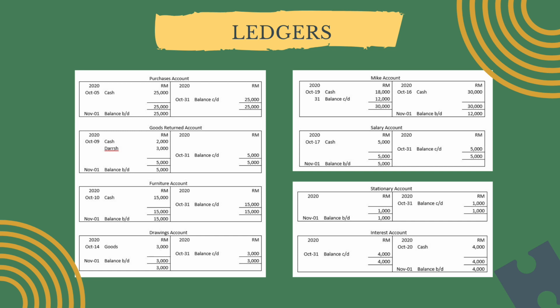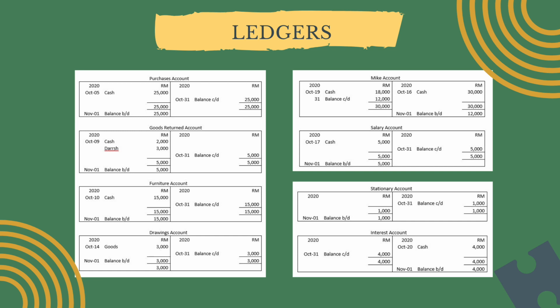Next account is furniture account. For debit is 50,000, and for credit is 50,000. The account is balanced. Next account is drawings account. For debit is 1,000, and for credit is 3,000.